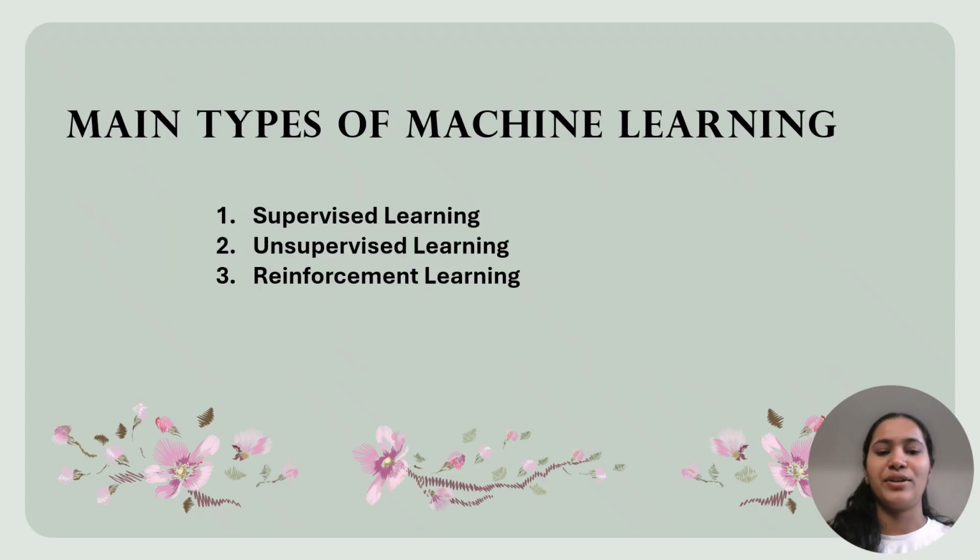Now, there are three main types of machine learning. First is supervised learning. It is when a machine learning model learns from data that already has the correct answer. It studies examples of inputs and outputs so it can make predictions later. Let me give one example. It can learn from emails labeled spam or not spam, and then predict whether a new email is spam.